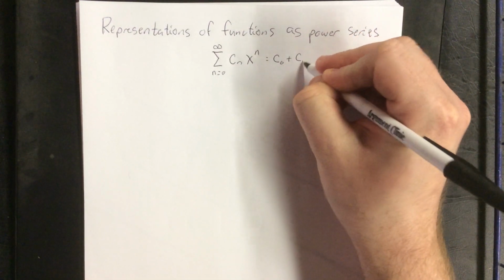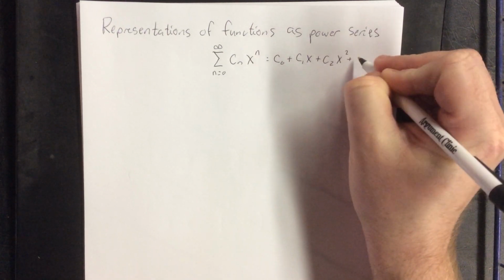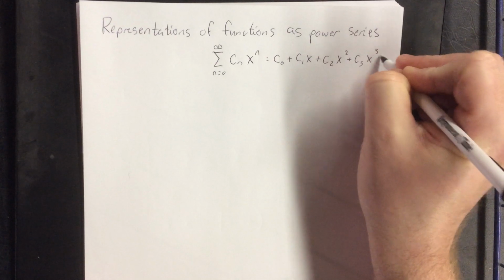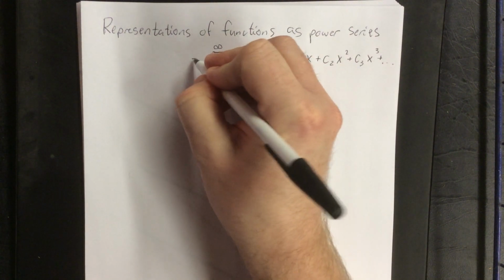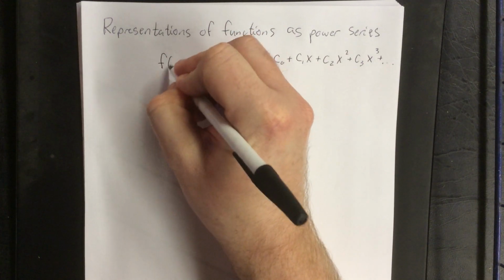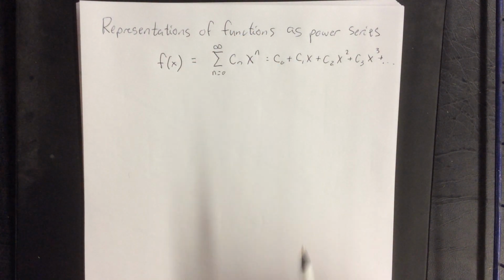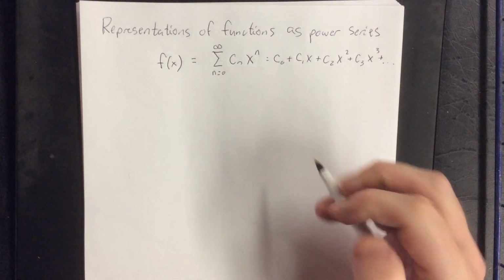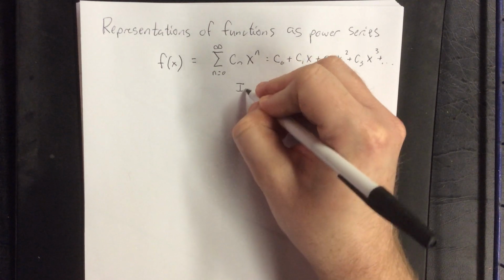So constant term plus an x term plus an x squared term plus an x cubed term, and so forth and so on. What we're going to be doing in this section is talking about how we can turn that power series into a particular function. Now, with this in mind, one of the big things that we did for power series in the previous section was determine an interval of convergence.